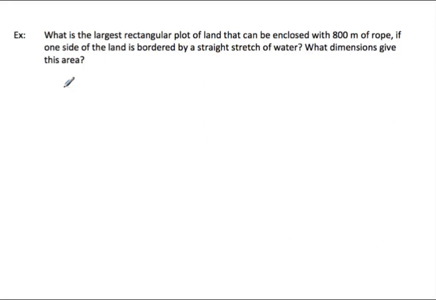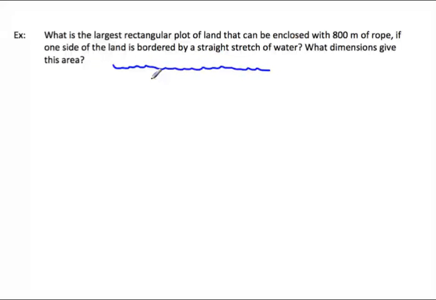Here's another very common type of problem, an area problem. What's the largest rectangular plot of land that we can enclose with 800 meters of rope if one side of the land is already bordered by a straight stretch of water, and what dimensions give us this area? So it's important to draw a picture here to make sure we understand what's going on.